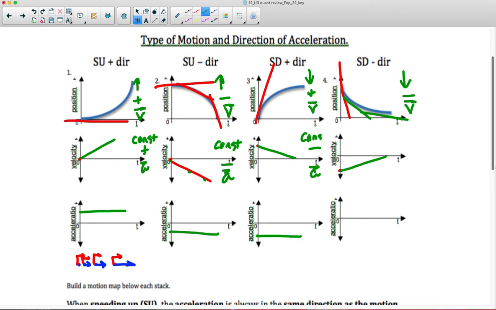We do our ABCs for the velocity versus time graph. It's a straight line, so it's constant. It's tilted up, so it's positive. A constant positive acceleration, and we're above the time axis.